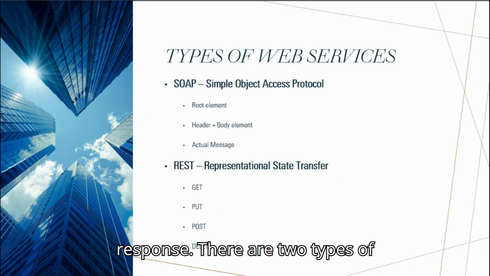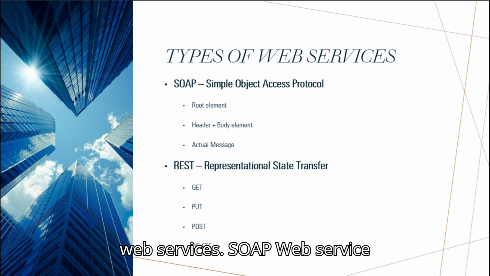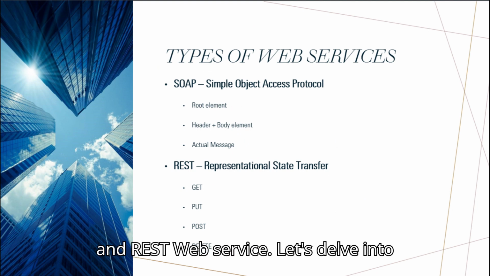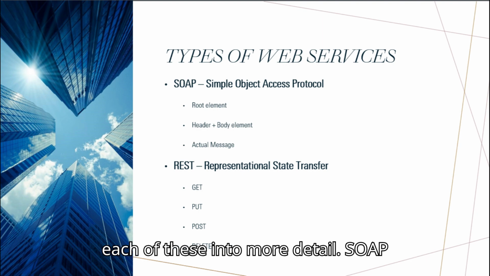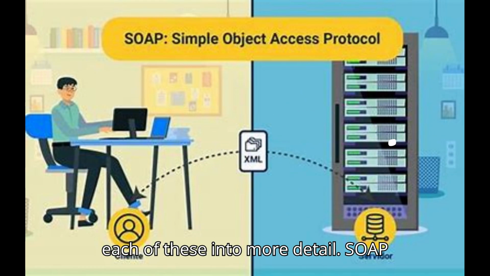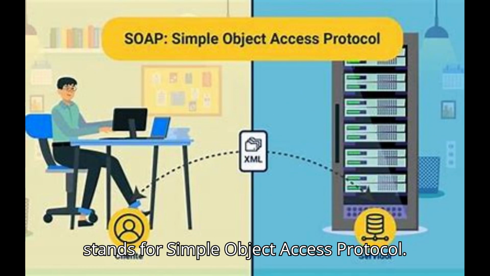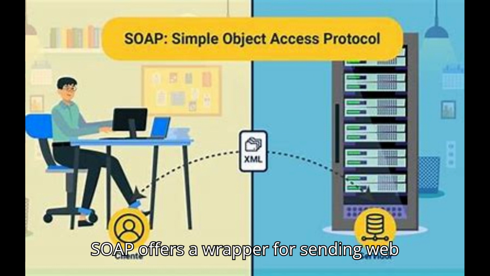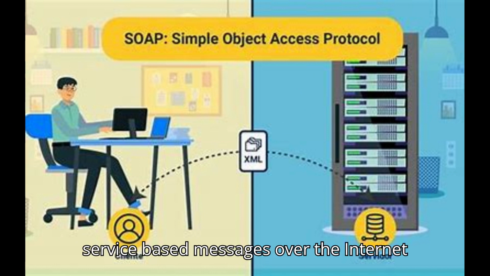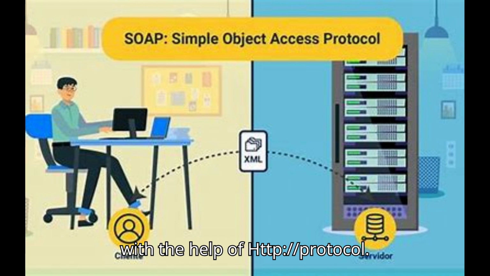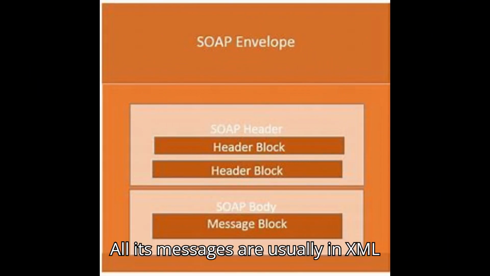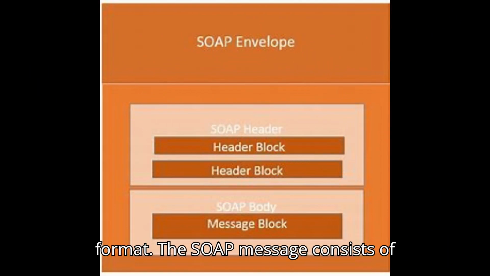There are two types of web services: SOAP web service and REST web service. Let's delve into each of these in more detail. SOAP stands for Simple Object Access Protocol. SOAP offers a wrapper for sending web service-based messages over the Internet with the help of the HTTP protocol. All its messages are usually in XML format.